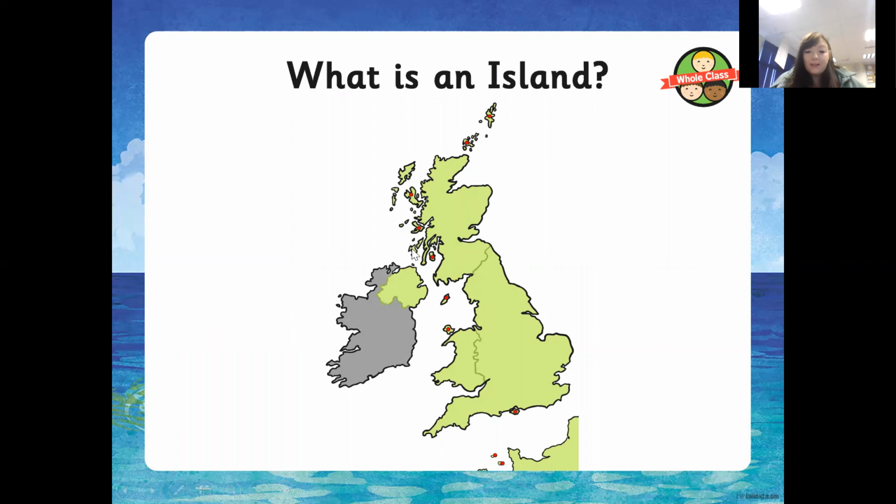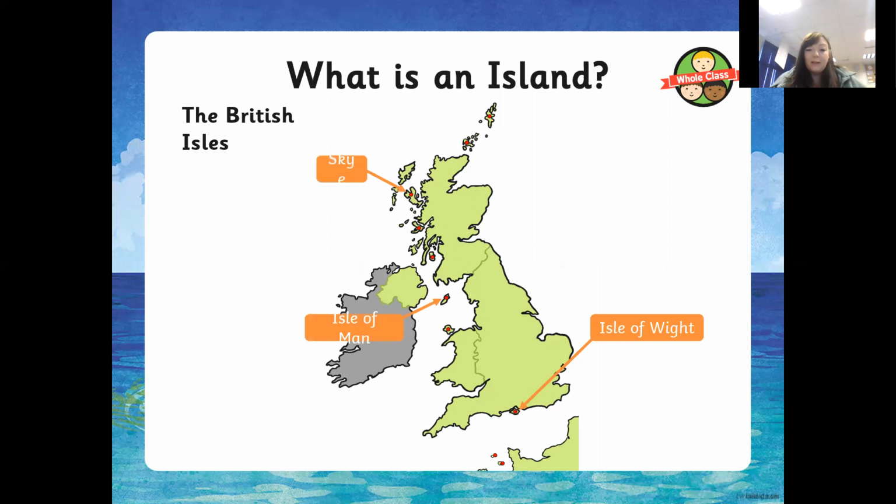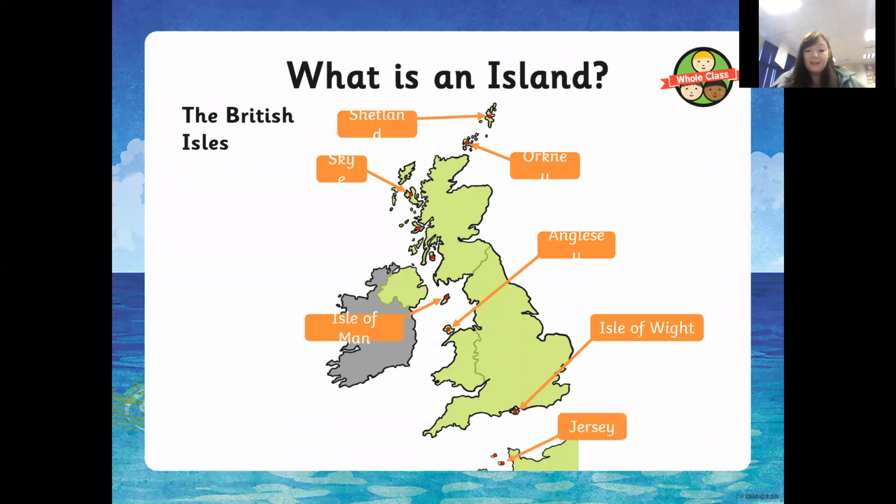So here, there's lots of little islands. We've got the Isle of Wight down at the bottom, the Isle of Man, Skye, and lots of other islands.